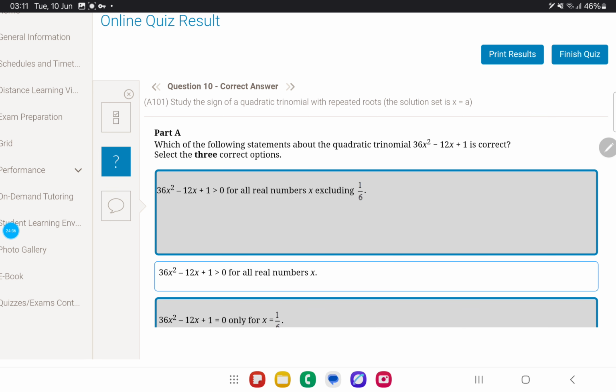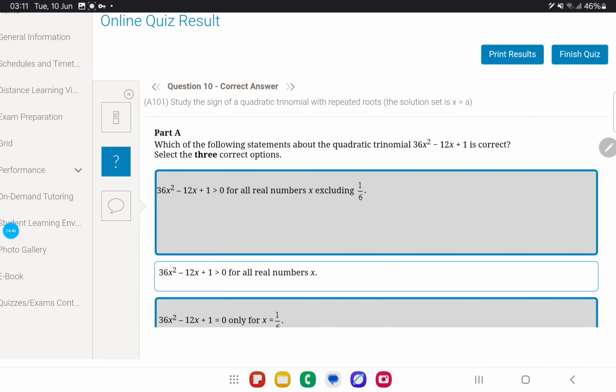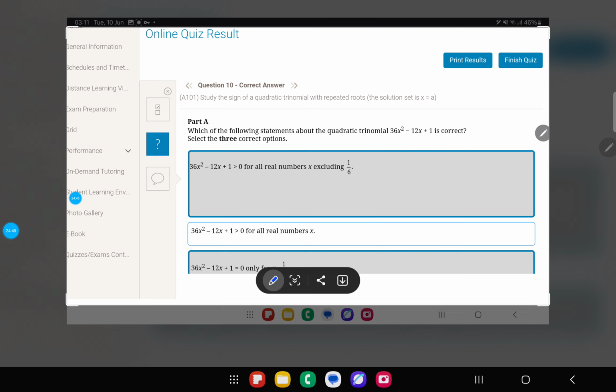Part A. Which of the following statements about the quadratic trinomial 36x squared minus 12x plus 1 is correct? Okay. So you're gonna do mod 5, 3. You're gonna take 36, negative 12, and 1. You're gonna get one root: x equals 1 over 6.